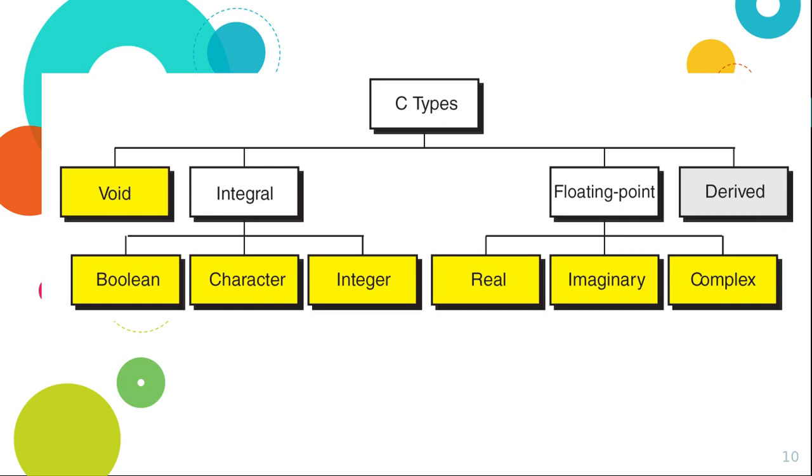Similarly for the others, an integer is our normal integer 1 2 3 4, all positive and negative numbers that come inside integral. After that, the floating point numbers: all the decimal values are floating point. Derived means data types which are derived from the basic ones, you can say structure, union and array. These come under the derived data types.